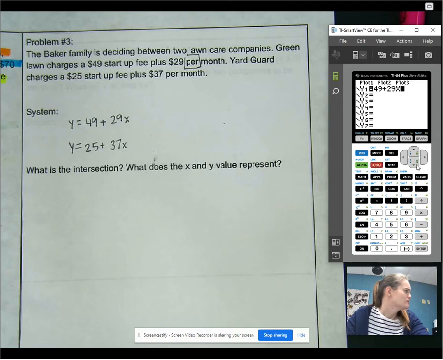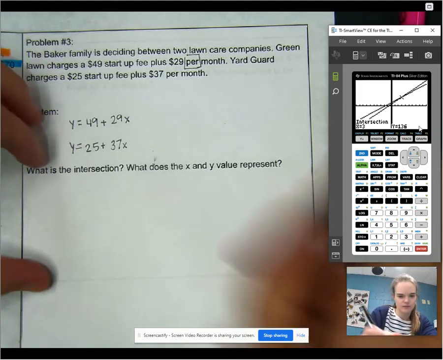Then go down. 25 plus 37x. Okay, then if you remember, we press zoom 0 so that it actually will show us the intersection. There it is. Then we're going to press second, trace, 5, and then enter 3 times. 1, 2, 3. Our intersection is 3, 136.